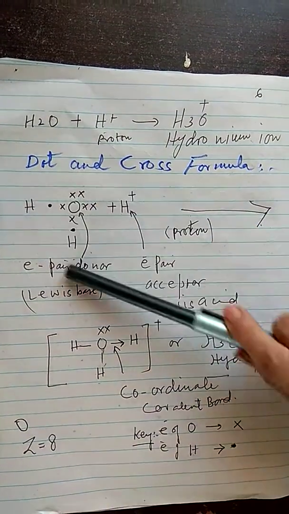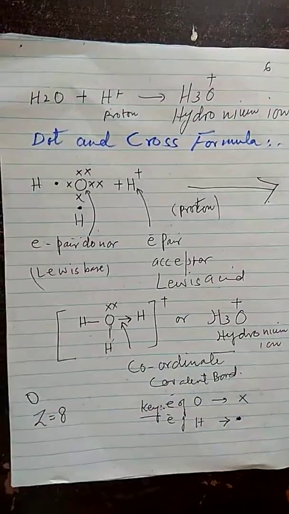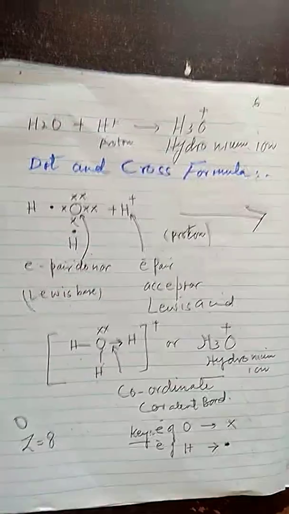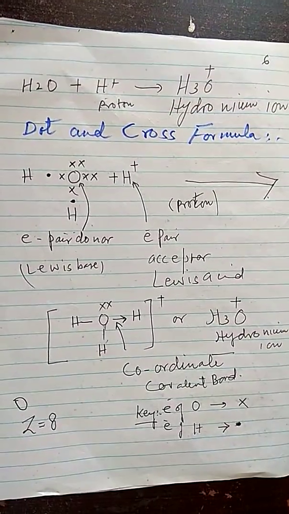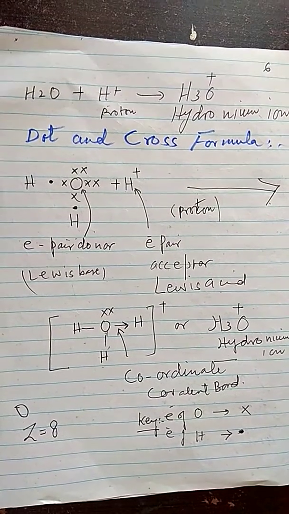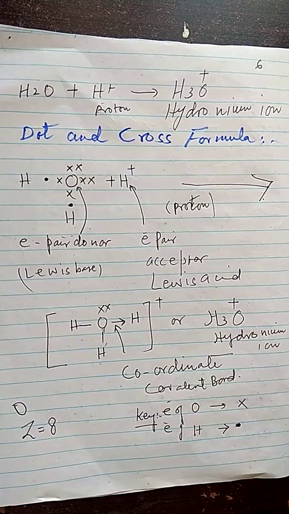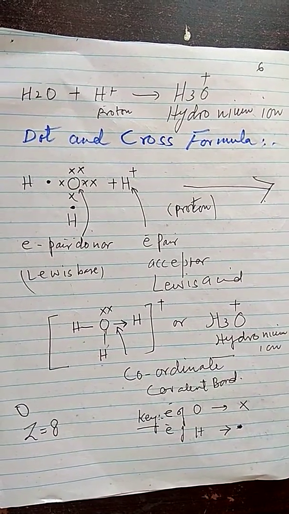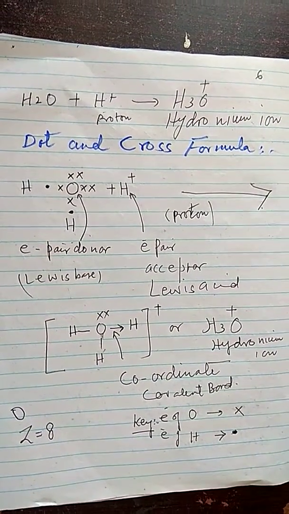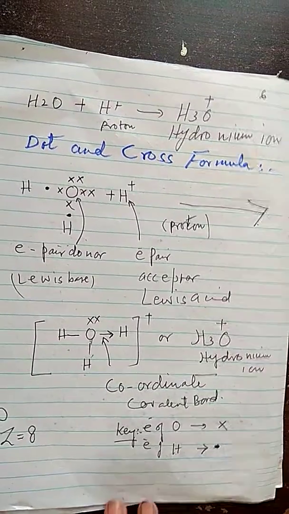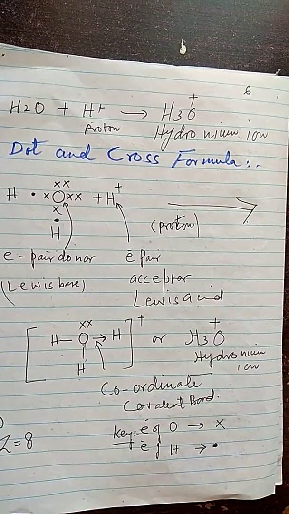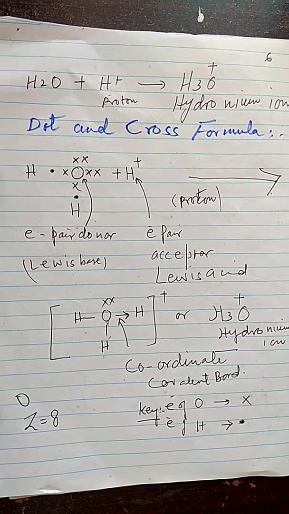How would you represent the water? Water contains 1 atom of oxygen and 2 atoms of hydrogen. We are only interested in the outermost shell. How many electrons are present in the outermost shell of oxygen? You should remember the atomic number of oxygen. Atomic number of oxygen is 8. In the K shell, 2 is completed. How many electrons in the L shell?